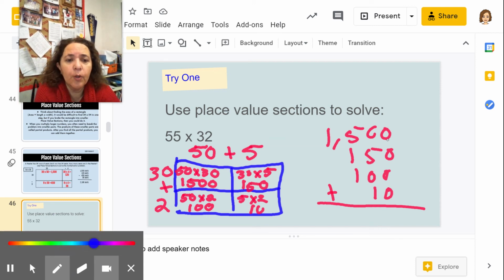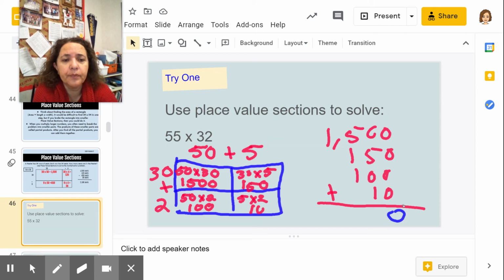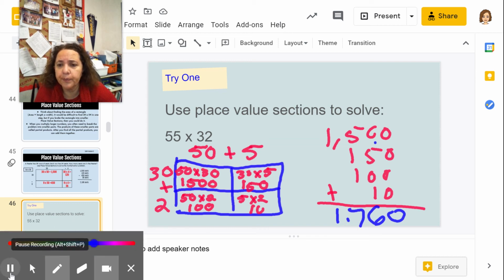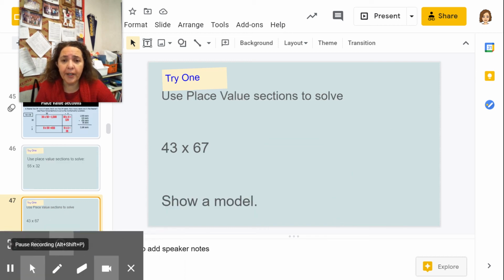Okay, 0 plus 0 plus 0 is 0. 5 plus 0 plus 0 plus 1 is 6. 5 plus 1 plus 1 is 7. And then 1 plus nothing is 1. So 1,760. Okay, that's how you do those. All right, try another one. So if you did the other one with me, do this one by yourself. Use the place value sections to solve 43 times 67 and show your model and all of your work.